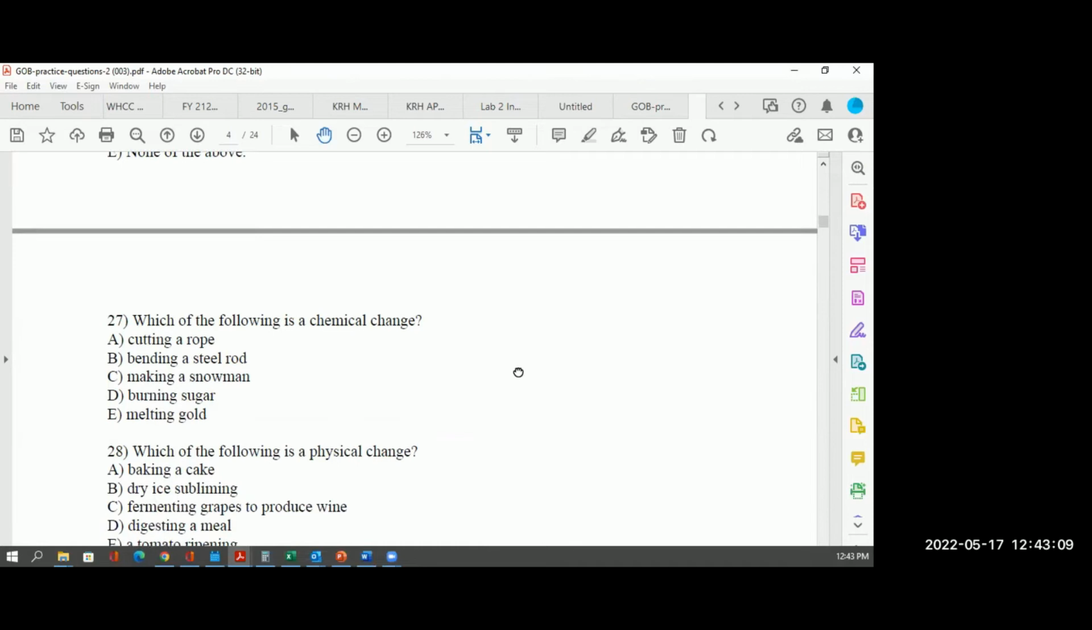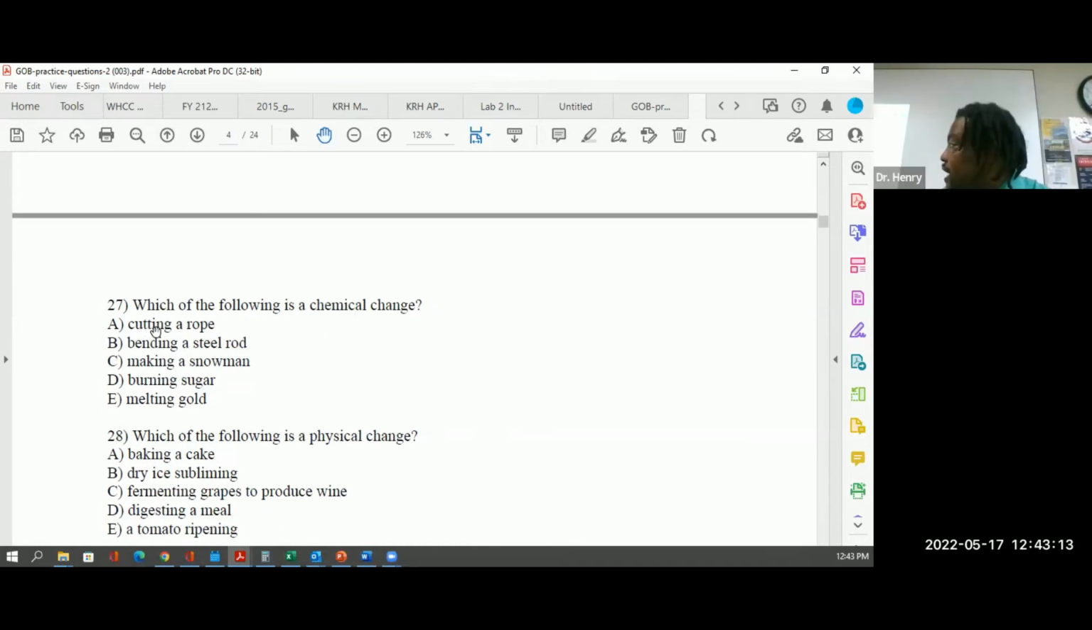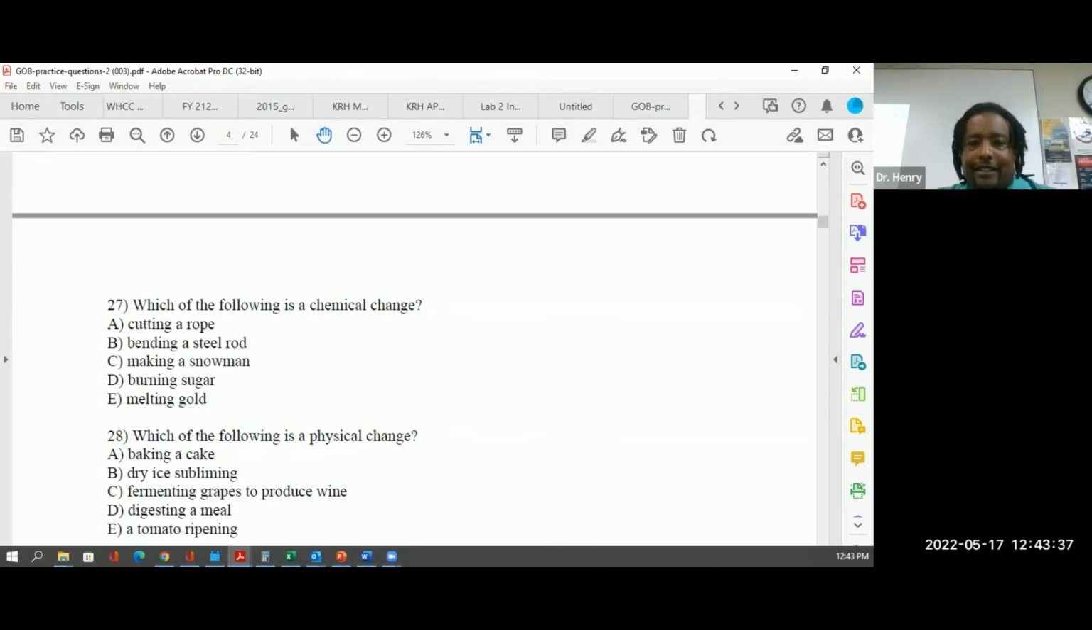Okay, so which of the following is a chemical reaction? A, cutting a rope, bending a steel bar, making a snowman, burning sugar, melting gold. A chemical reaction. Burning sugar. Burning sugar, that is correct.